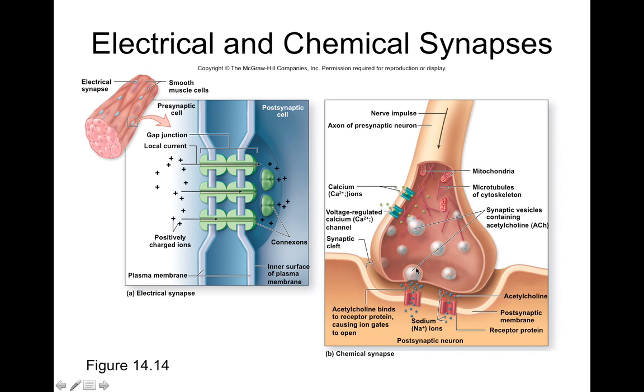Presynaptic neuron means it's the beginning of the synapse, the one that's releasing chemicals onto the next cell. And then the postsynaptic neuron is the one that's receiving the signal from the presynaptic neuron.